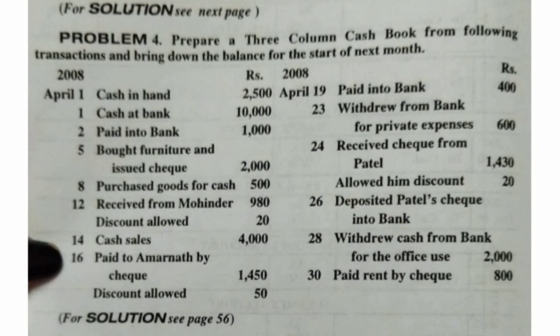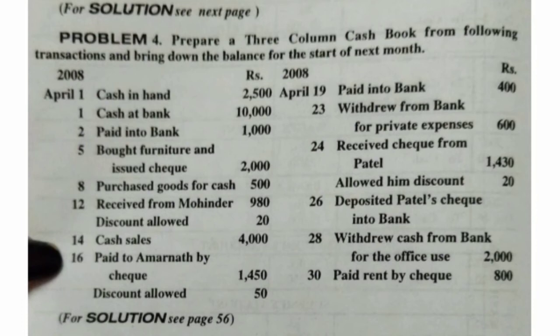So for the first one, on 24th, what you will get? Cash account debit, discount allowed account debit to Patel account, right? So cash account is on the debit side. So on the debit side of the cash book to Patel, in the cash column you will take 1430, and in the discount column you will take 20.